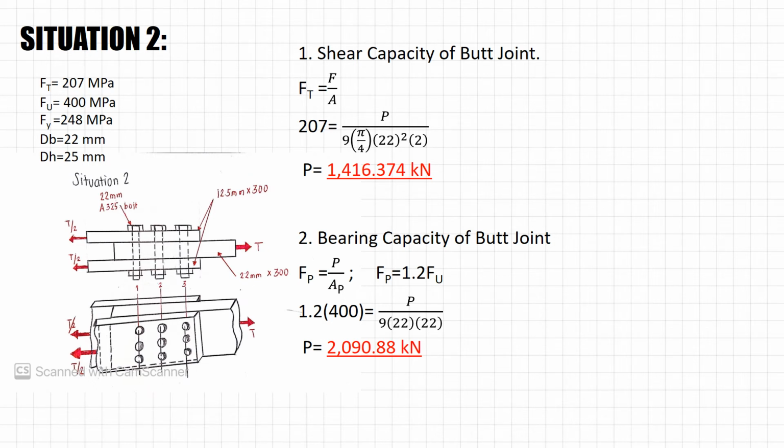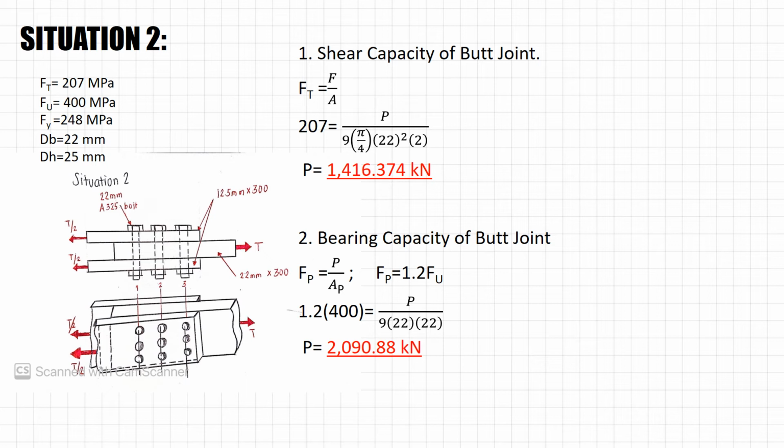Ngayon, proceed tayo sa solution. Nilist ko lang muna sa kaliwa dito yung mga given para madali natin makita. So number 1, shear capacity of butt joint. So gagamit na dito is yung allowable shear stress na FT. Equal siya sa force over area. So 207 equals to P, hinanap natin, over 9 pi over 4 multiply by 22 squared multiply by 2. So kaya ka nag-multiply ng 2 dito is dahil double shear siya. So P is equals to 1,416.374 kN.